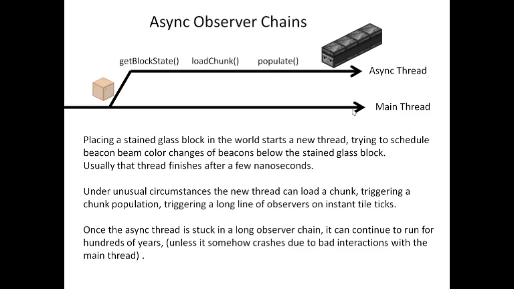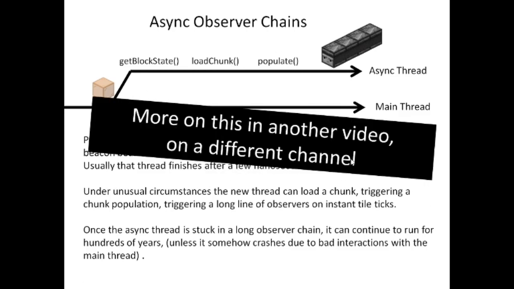And then you have two things running at the same time. You have a main thread running, which does the usual game ticks and does the usual game. And in parallel, you have these long lines of observers running, which constantly send out block updates at the end, and which keep the async thread alive. And how to actually do this, how to actually trigger the chunk loading and the chunk population on the async thread, this is the topic of another video on a different channel. And here we will just assume that you can get these async observer chains and will now use them to make blocks fall down.